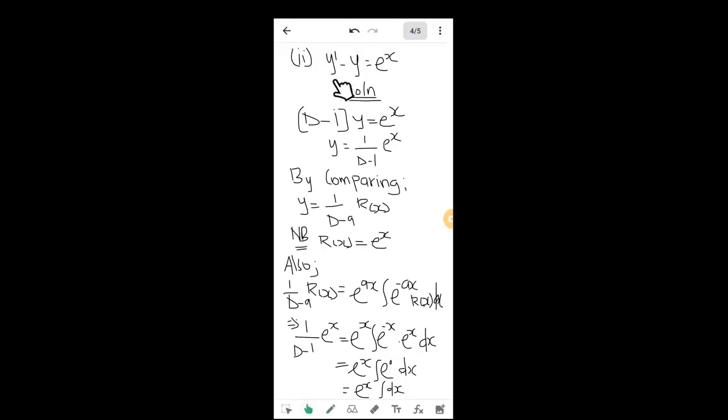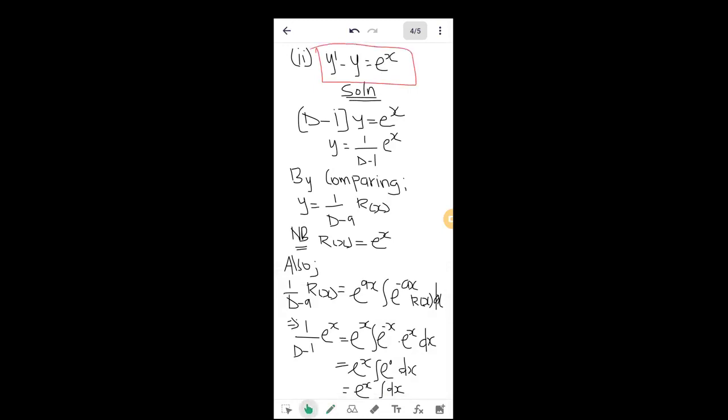So yeah, another question on board. From my previous lesson, we learned about the D operator method and how we can use it in solving a first order differential equation with constant coefficients. So this is another question. We want to know how to use the D operator to solve this differential equation: y prime minus y is equal to e exponent x. So this is the question.